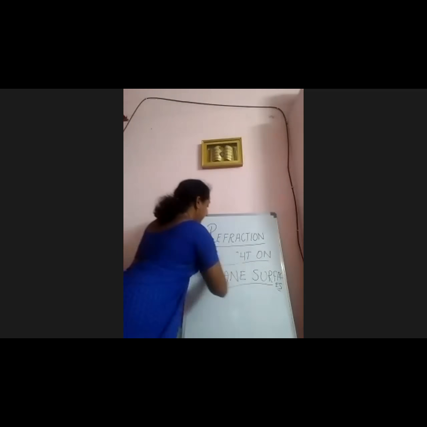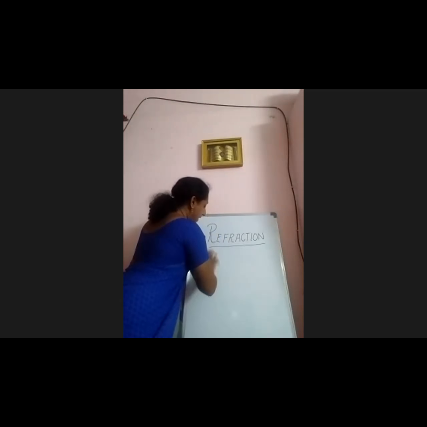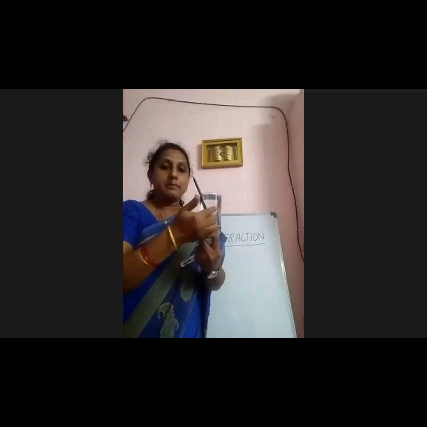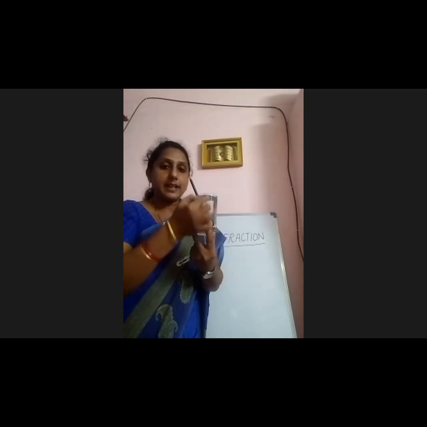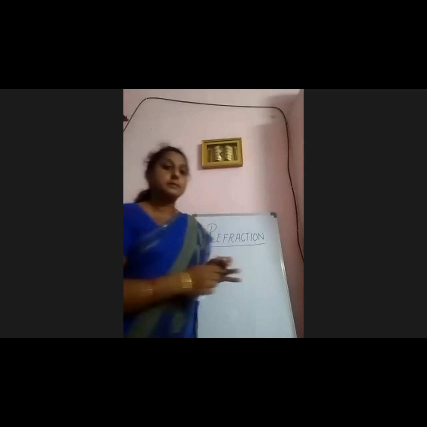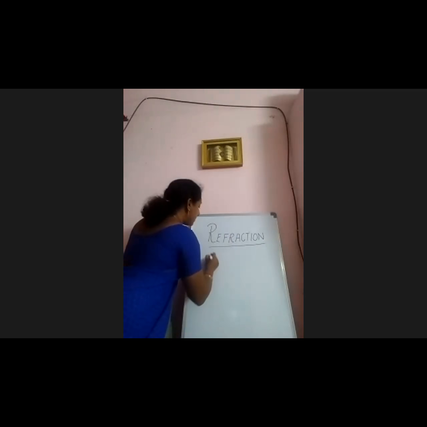So what is refraction first? When we saw the activity, what happened to light? Light came and was incident on the glass surface and entered the water. Then it fell on the pencil. So two times it is undergoing refraction. First of all, what is refraction? Refraction is nothing but when light enters two different mediums.